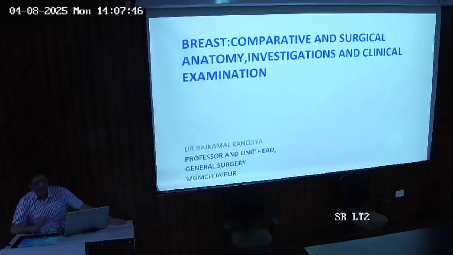Today we are discussing the anatomy and surgical anatomy of the breast and how to examine it. This is a very important topic, as breast malignancy these days is the highest in the female group. Though breast malignancy can occur in both male and female, in females the tissue is more, so the incidence is more.